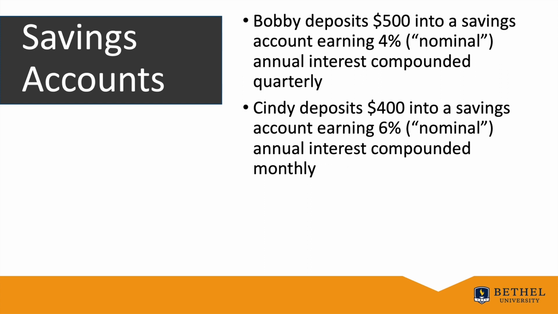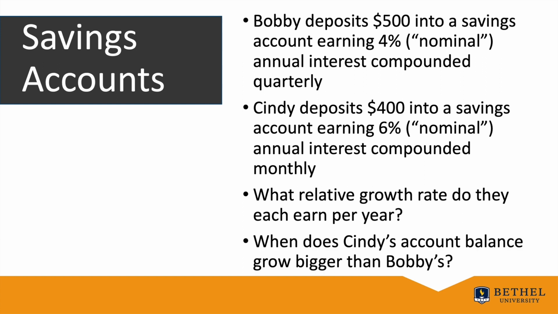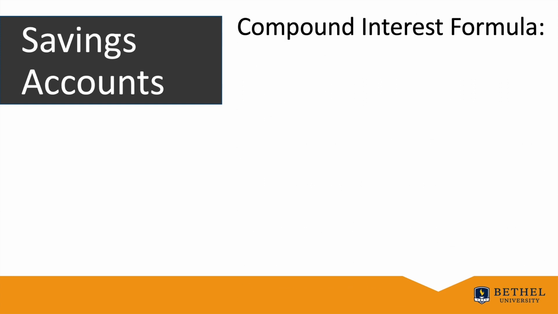We're interested in answering two questions. First, what relative growth rate do they each earn per year? And secondly, when does Cindy's account balance grow bigger than Bobby's? After all, Cindy has a higher interest rate and her account is being compounded more often. We will not get into the details of compound interest other than to say that you are earning interest on not only your original balance, but also interest you've already earned.